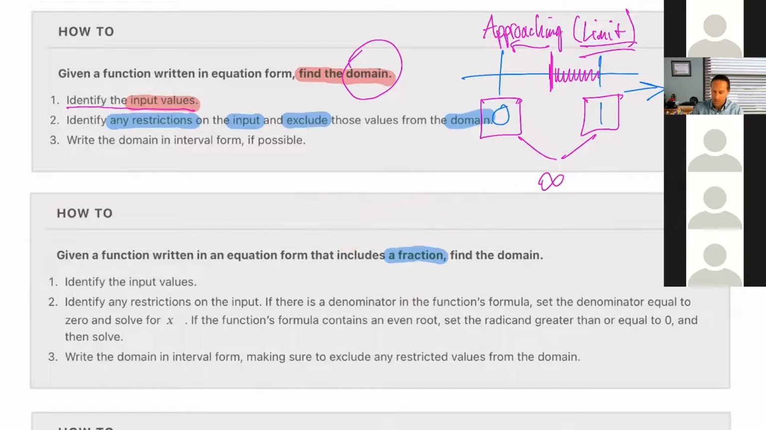So that is why, for our restrictions, we have to take the denominator and set that denominator equal to 0. That will tell us what the restrictions are for the domain, which means what does work.